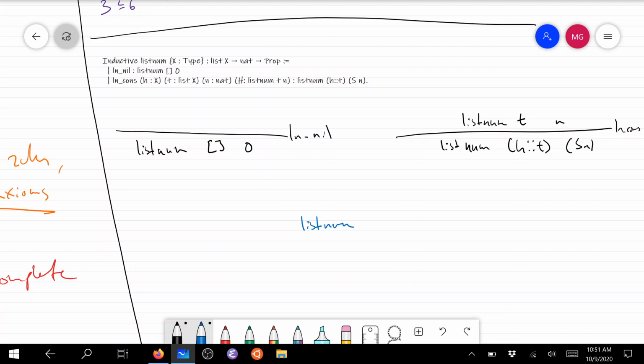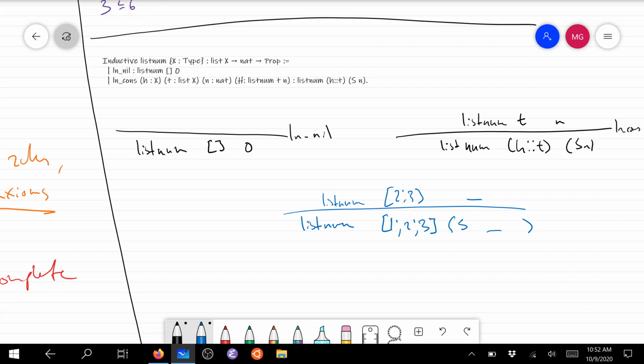List num 1, 2, 3. And let me show you a trick. Let's say we don't know what goes here. We want to figure out what shows up in this position. Well, we know it's going to be s of something. So we can just write a little blank there maybe. Okay, then what? Well, only ln cons could apply, so we're going to get something like list num 2, 3, something, and then these two will be the same, right?